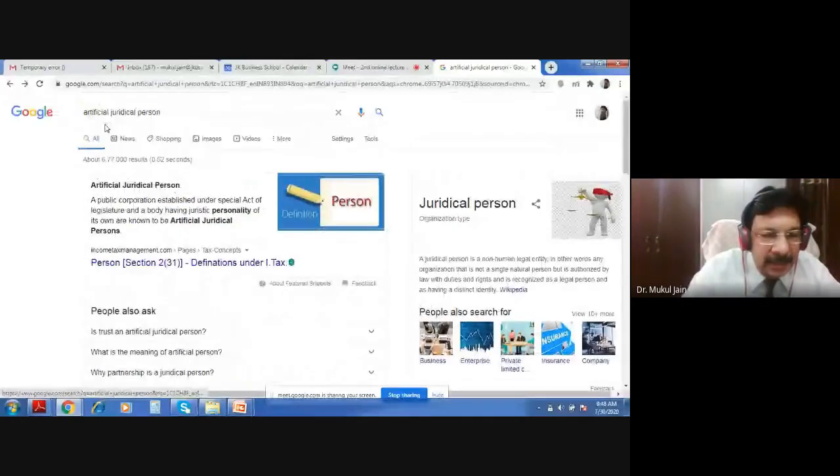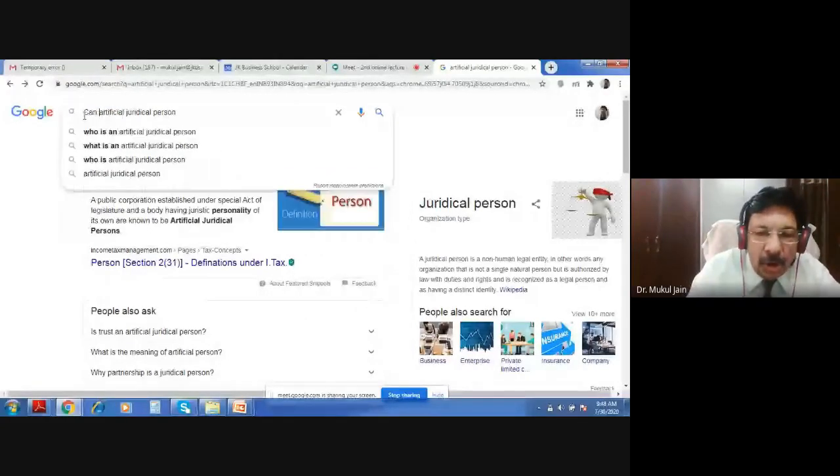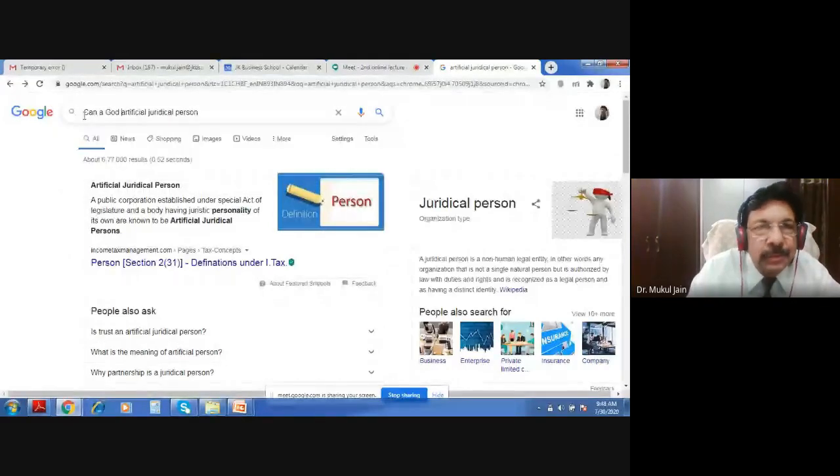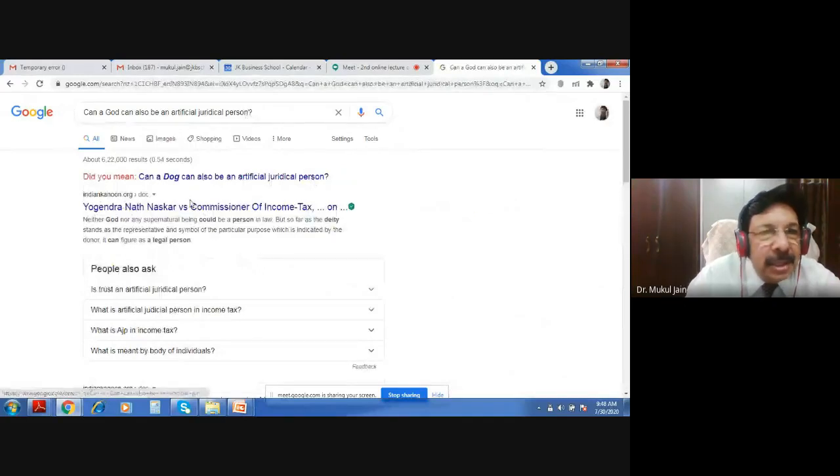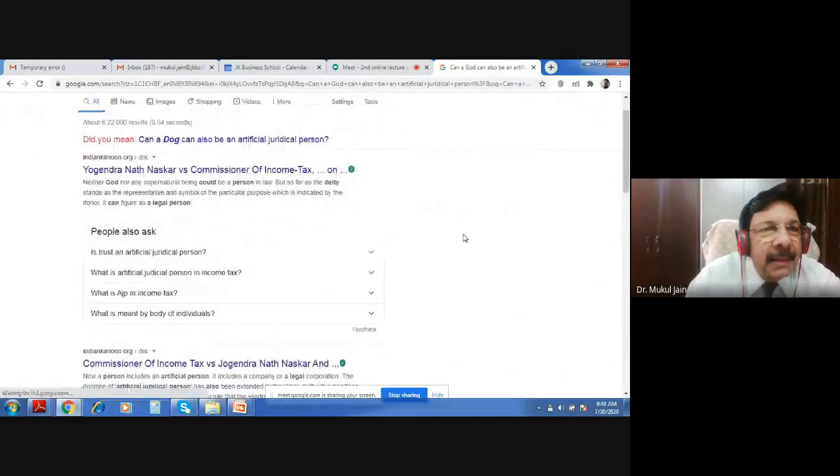If I write a god, and also be an artificial juridical person, Indian Qanun, Yogendra Nath Naskar versus Commissioner of Income Tax.